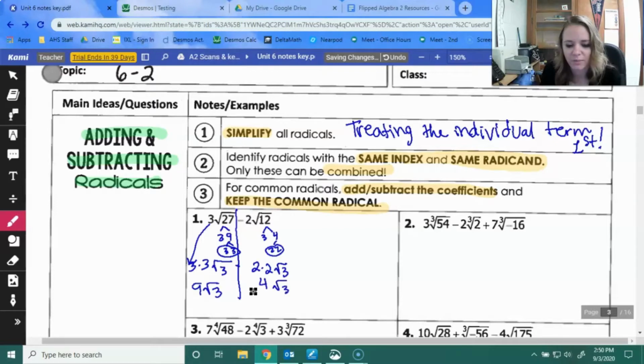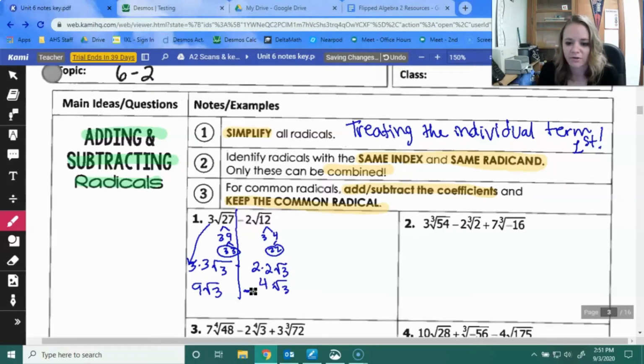Alright, what operation did I have? I had a subtraction. So now I can see if both are simplified. Now I can see if I can combine them. And yes, radical 3 and a radical 3. So that's all you're looking for. Identify radicals with the same index, so the same root, and the same radicand, so the number underneath. So the root has to be the same. So if this was third root and this was third root, I could also combine them. But if this is third root and this is second root, then I cannot combine them.